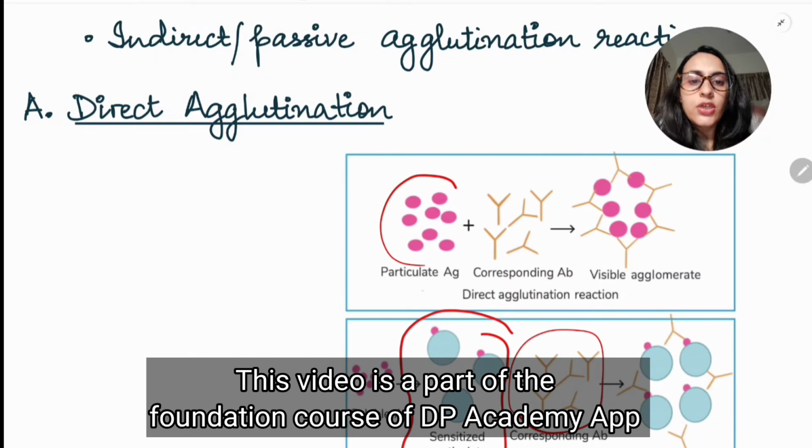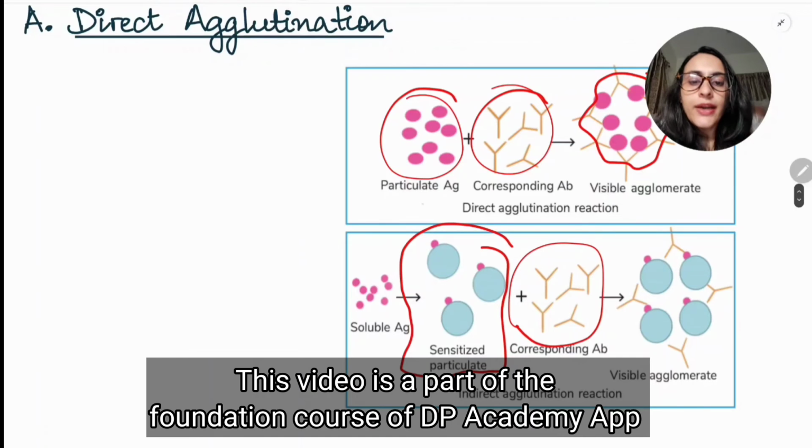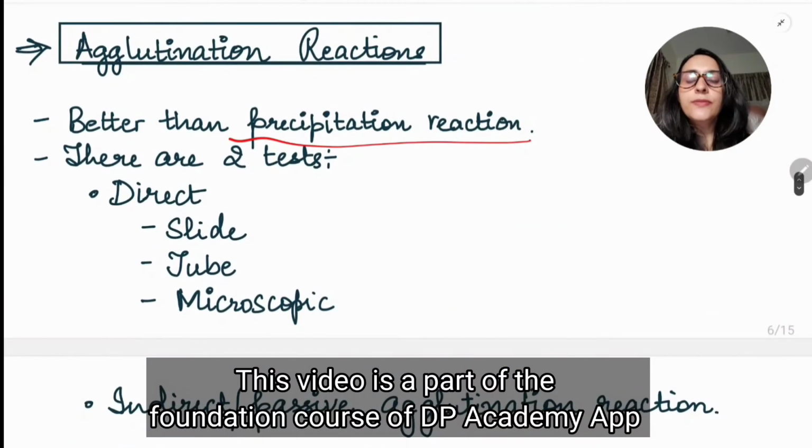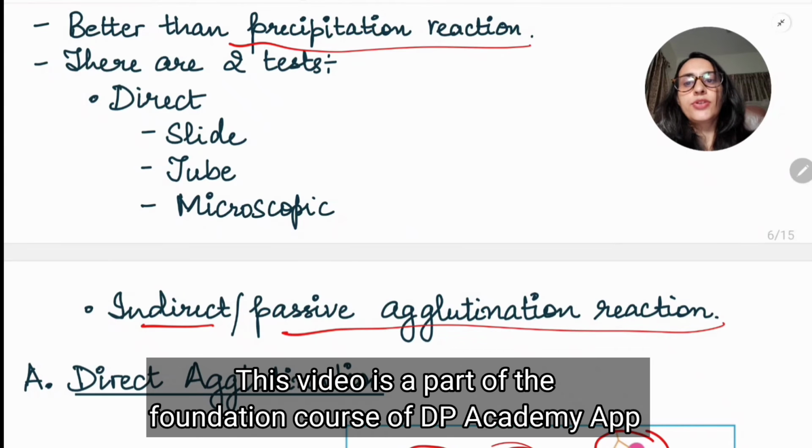See, direct is the one in which antigen directly reacts to the antibody and they will form an agglutinate. They will form an agglutinate means they will form lumps. While on the other hand, indirect is the one where, in the agglutination reaction, the antigens are insoluble. So first we make the antigen soluble and then we combine the antigen to antibody, and that is known as indirect or passive agglutination reaction.